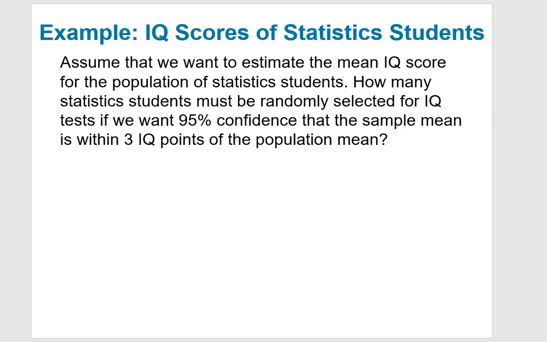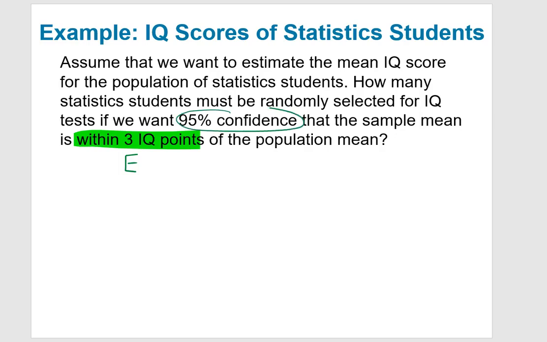All right, so let's do an example. IQ scores. Assume that we want to estimate the mean IQ score for the population of statistics students. How many statistics students must we randomly select for IQ tests if we want 95% confidence that the sample mean is within 3 IQ points of the population mean? All right, so again, a lot of information here. Number 1, we've got our error, right? Within 3 IQ points. That is my error.